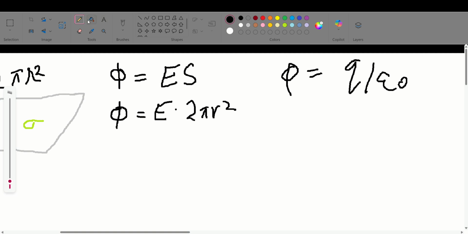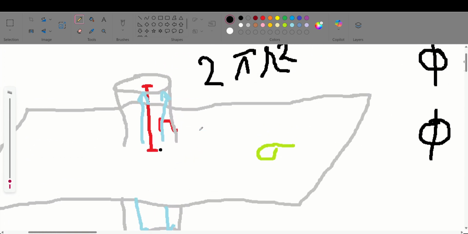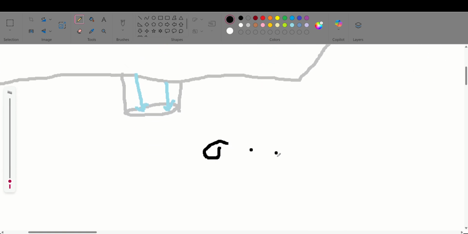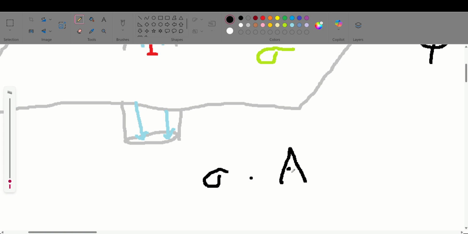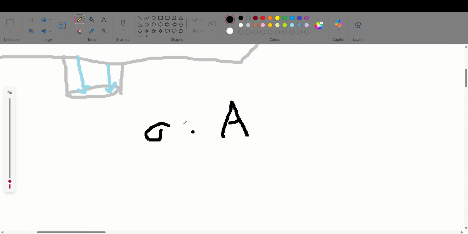Now when we use the second equation, we have flux equals charge divided by epsilon naught. In this case, if we would like to calculate the charge, that is going to be sigma multiplied by the area, because sigma is equal to the charge per unit area. So when you multiply both sides by A, you have charge is equal to A times sigma, as I have over here.